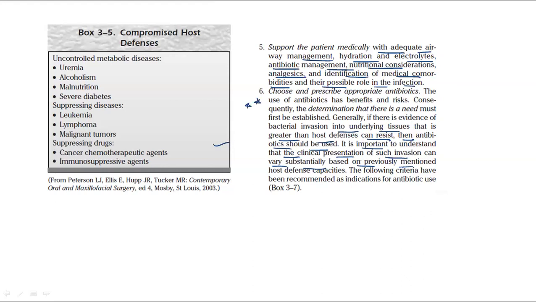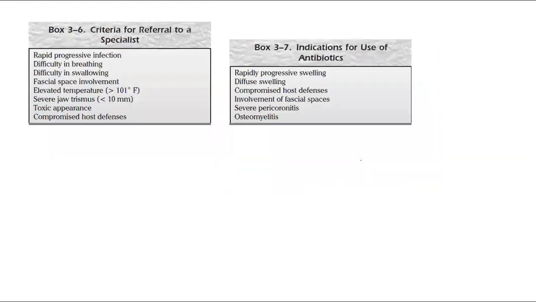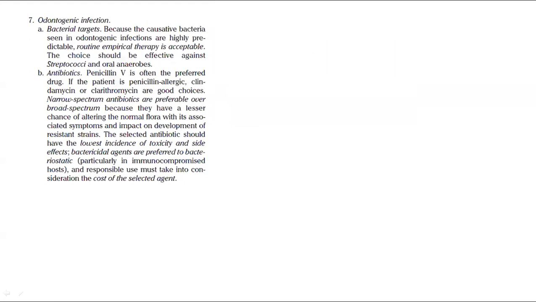The following criteria have been recommended as indications for antibiotic use. Indications of antibiotic use are rapidly progressive swelling, diffuse swelling, compromised host defense, facial spaces involved, pericoronitis, and osteomyelitis. When do you refer to a specialist? When there is infection that's progressing, difficulty in swallowing, difficulty in breathing, facial spaces involved, high fever, jaw trismus, toxic appearance, and compromised host defenses.